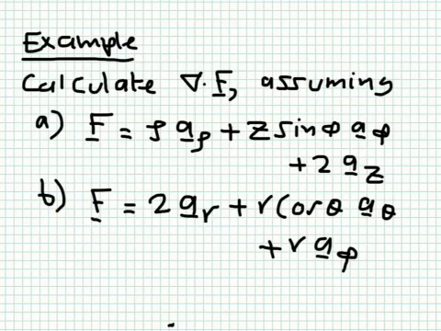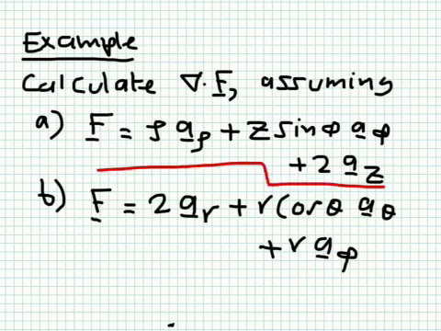The divergence through two examples. I would like you to calculate the divergence, first in cylindrical coordinates, of the function rho a_rho plus z sine phi a_phi plus 2 a_z, and the second one in spherical coordinates, of 2 a_r plus r cosine theta a_theta plus r a_phi.